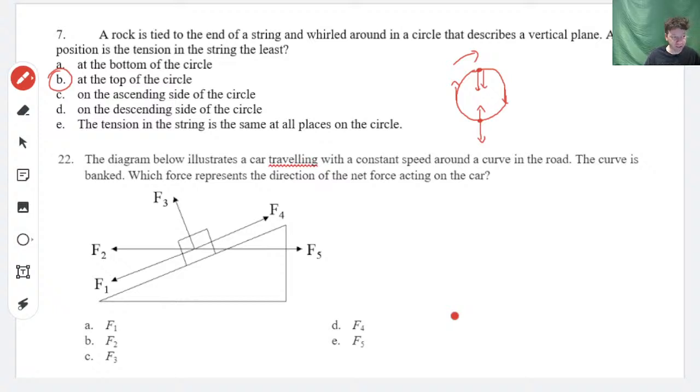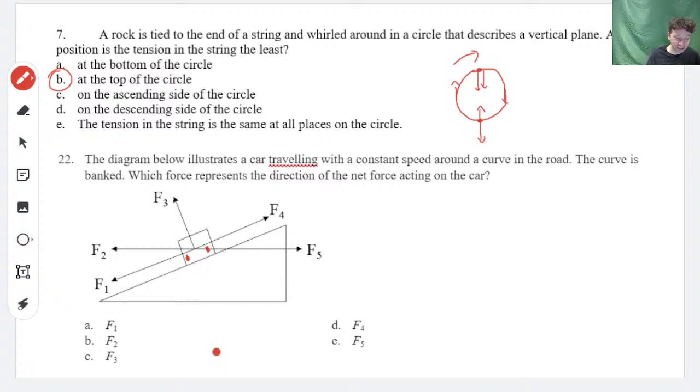22. The diagram below illustrates a car traveling with a constant speed around a curve in the road. So in this diagram, you're kind of seeing from the back of the car with a cross section of the curve there in the road. The curve is banked. Which force represents the direction of the net force?